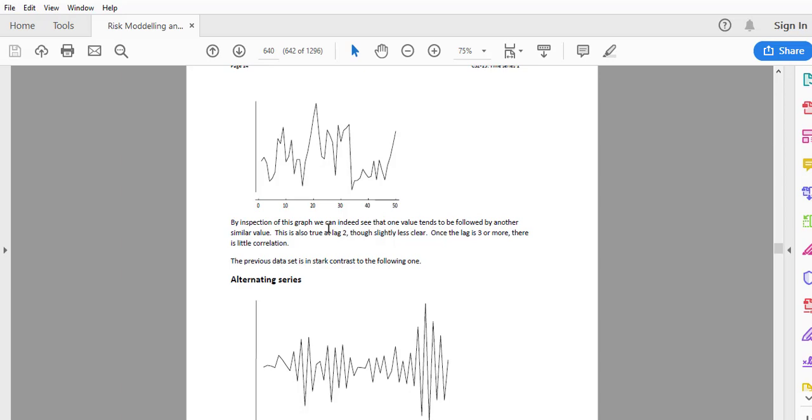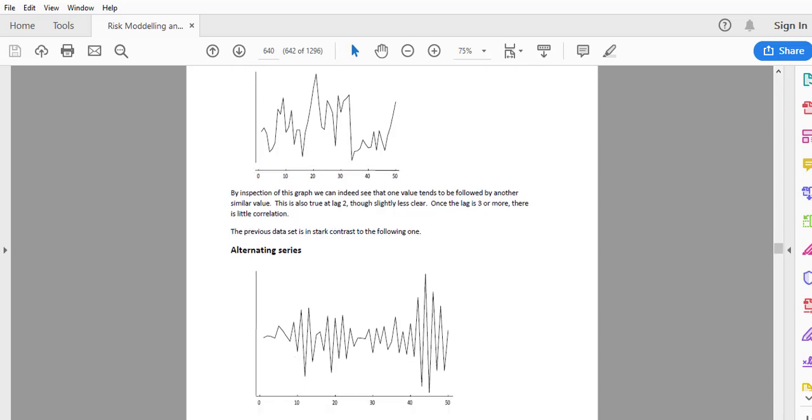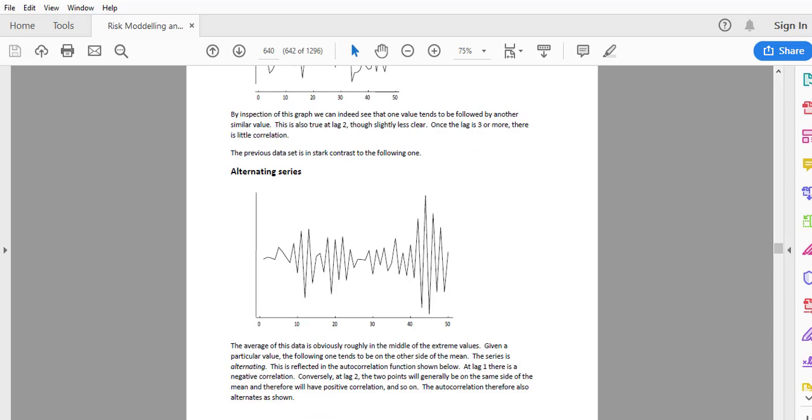Next, this is one sort of scenario where you have a stationary process. Next is not a stationary process. This is basically an alternating series. Now what do you see here?